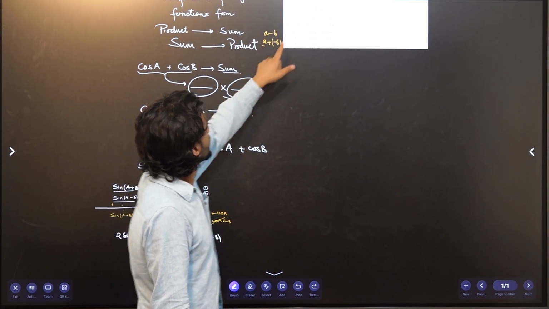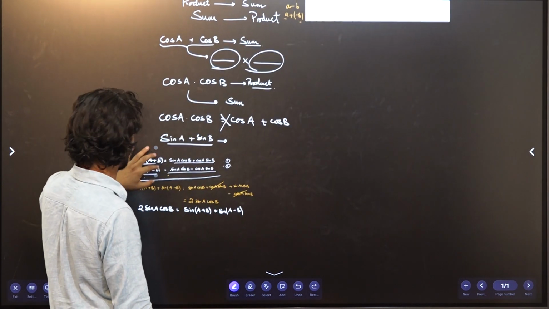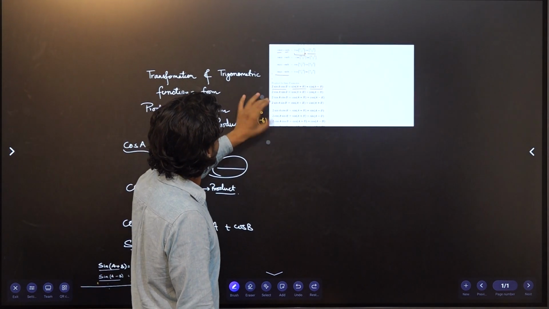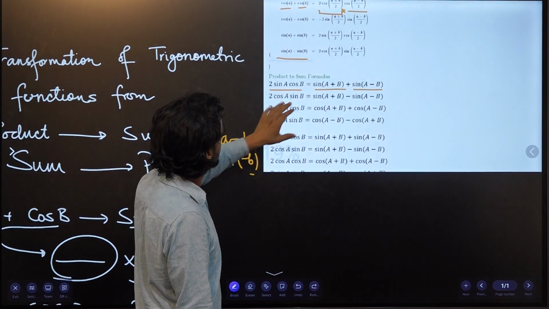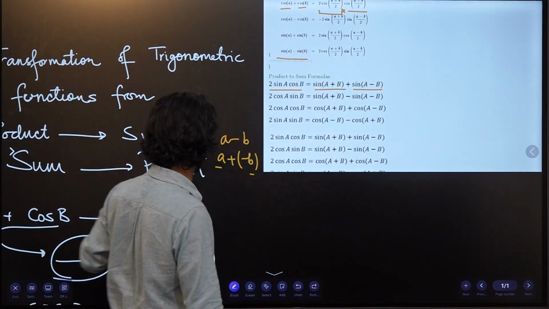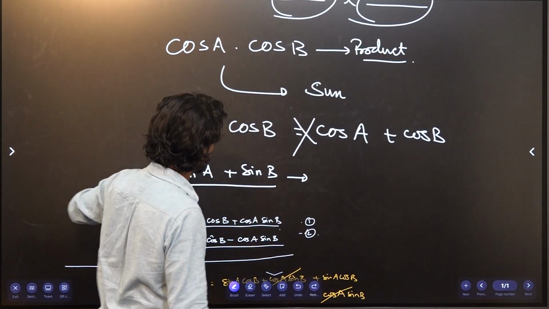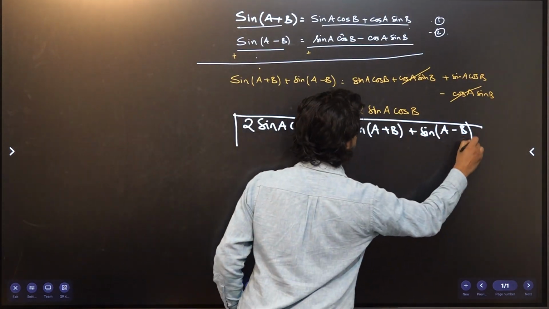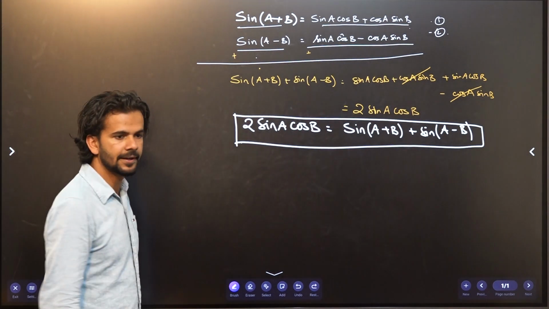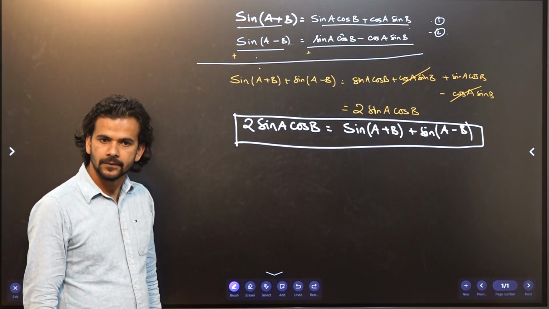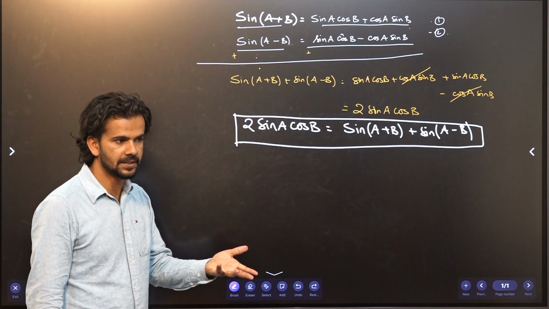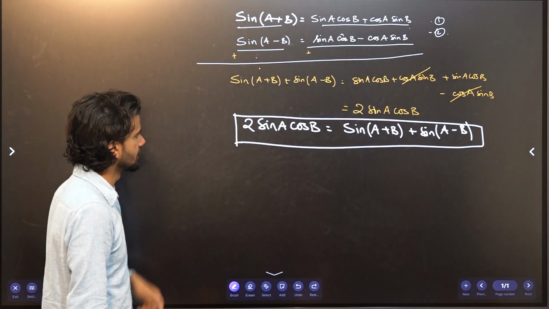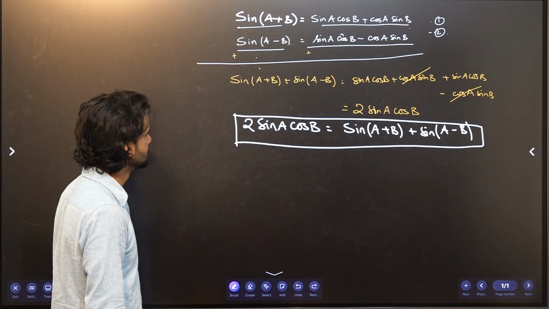You see, what's it given? 2 sine A cos B is equal to sine A plus B plus sine A minus B. That's what we have done here. You see. Alright? Makes sense? Makes sense or not? Yes, definitely yes.